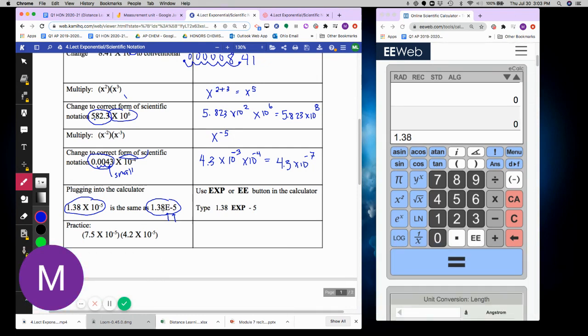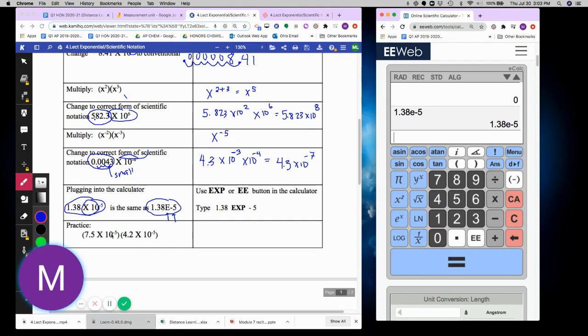Now to type in the times 10, you're going to go over here and in your calculator, type the EE. It's supposed to be uppercase E, but they wrote lowercase e. Pretend it's an uppercase E, that means times 10. Then you're going to put a negative. Make sure that you use this negative. This negative is a negative sign, not minus, and then 5. And that's how you type it in. It equals 1.38 times 10 to the negative 5.